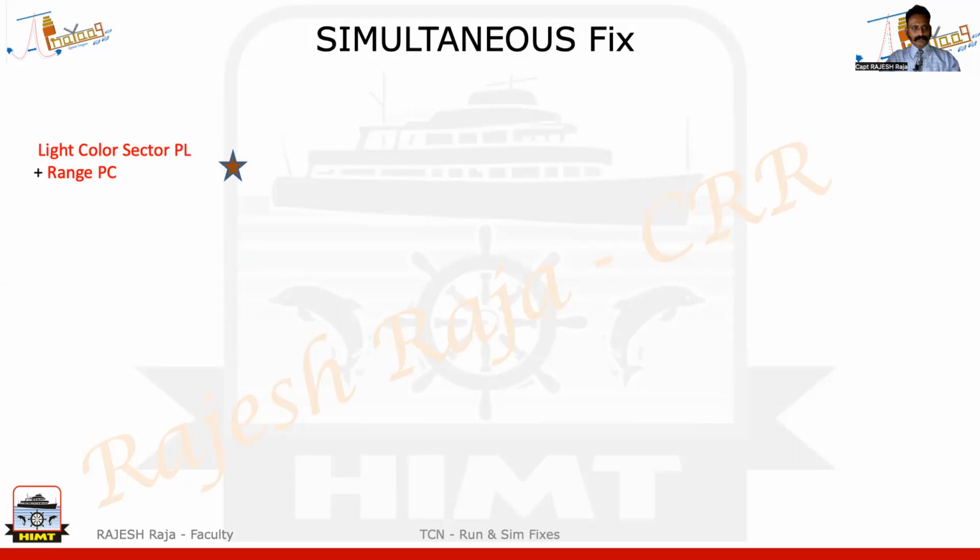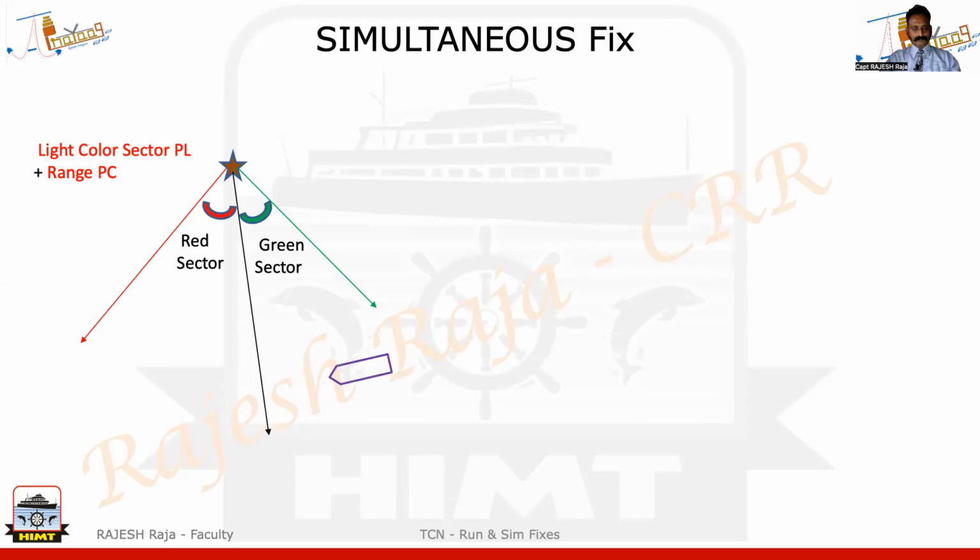Now, let me show you a light color sector and a PC or a range. Let us use the color sectors. I'm going to show you a light which has a sector of colors. Let us say this is your red sector and this is your green sector. And assume a vessel was going on a westerly course. Right now he'll be seeing the green light. And the moment he crosses this line, the green will change to red. So this is how the question will be. He'll say at an instant, let us say 2100, the light changed from green to red.